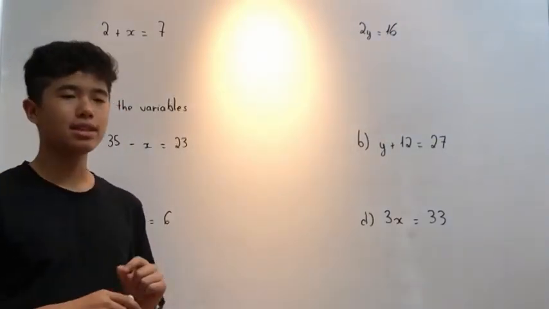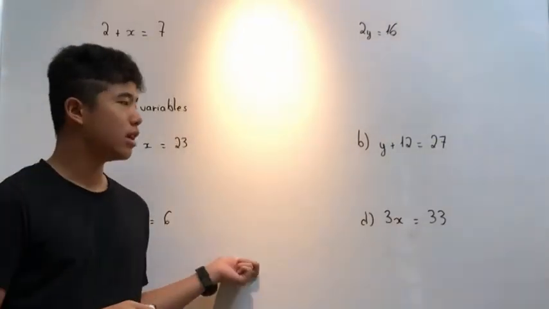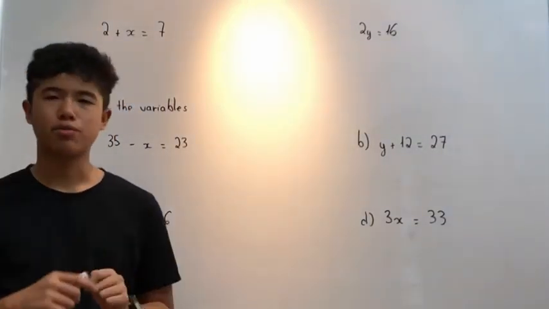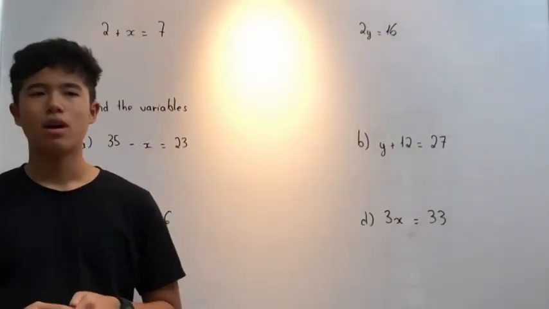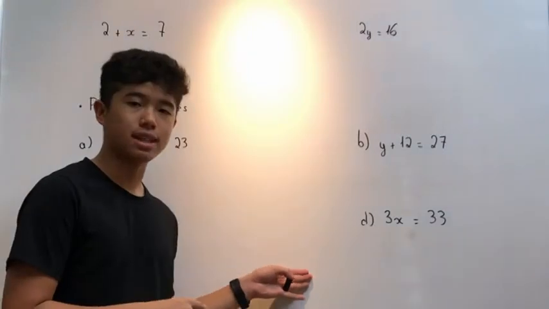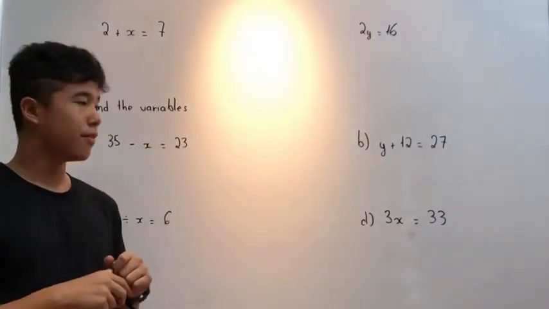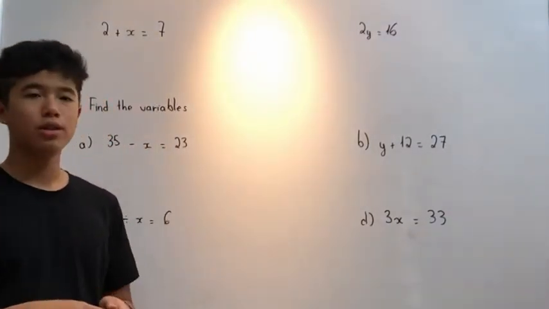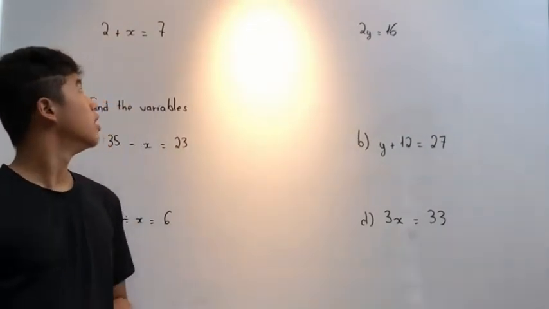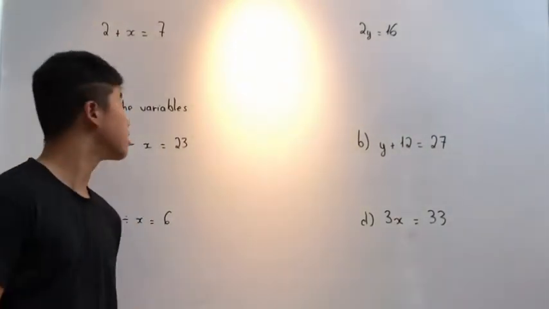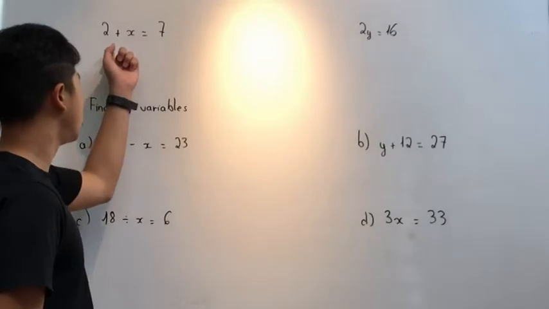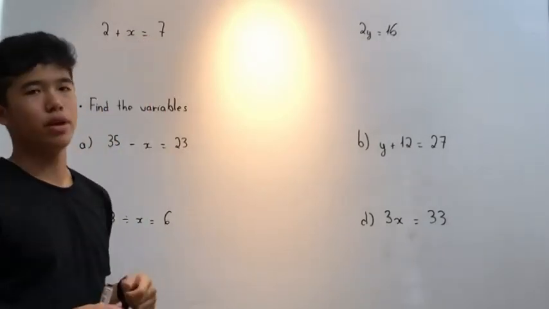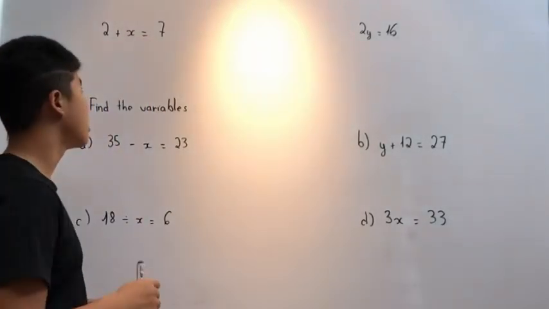Remember, these exercises are just for lower and middle level. At the end of each exercise, you must stop. If you are upper level, you will continue on. So first we'll start with the easiest one. What is 2 plus x is equal to 7? So what is x?